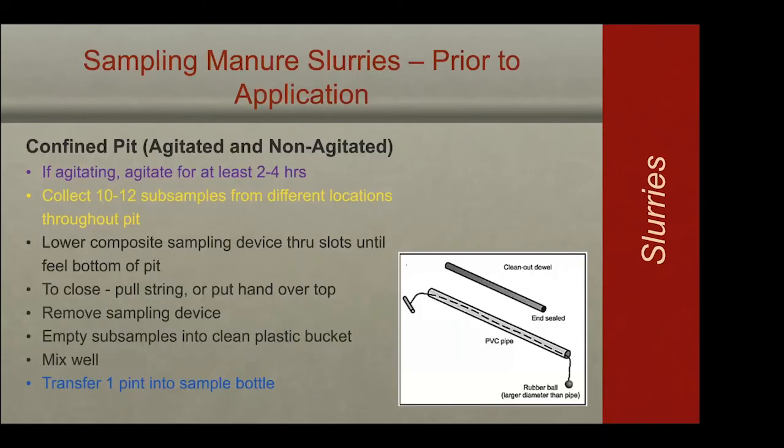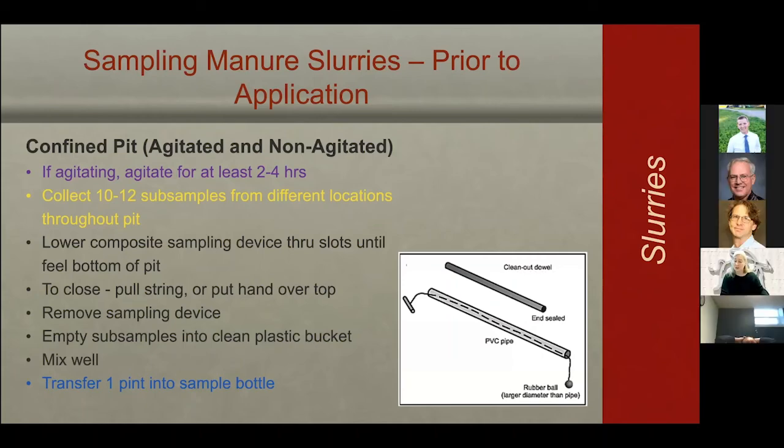In your confined pit, agitated and non-agitated, again, you're going to want to collect 10 to 12 subsamples from different locations.